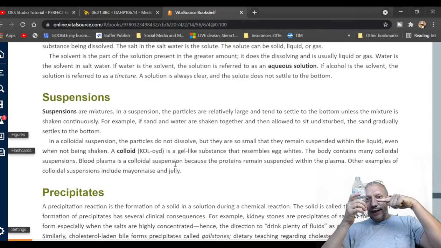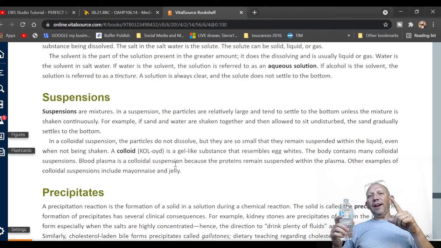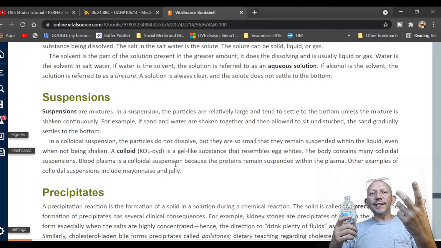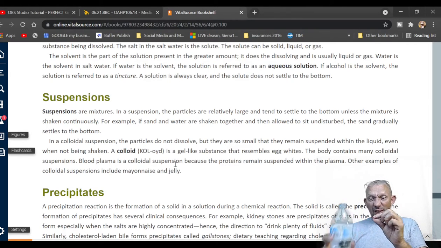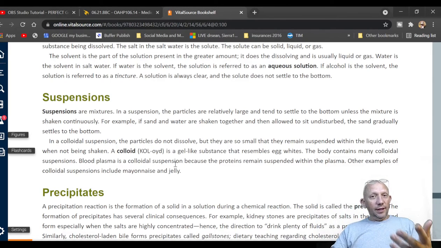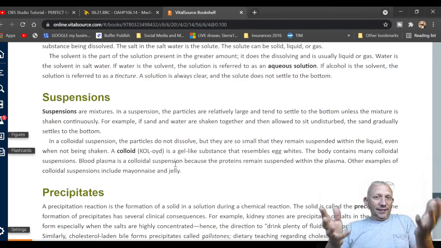So you have a solution, which is water. If you've had the boba drinks or whatever, or you've had like chia seeds, right? You put chia seeds in here and they gel up, and then they end up all like completely evenly distributed in that drink, and that's a suspension.